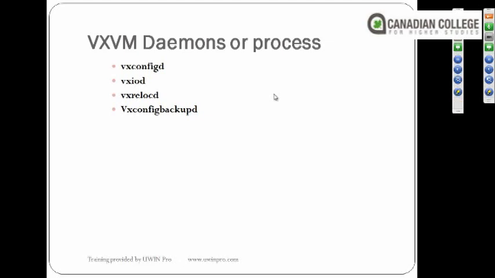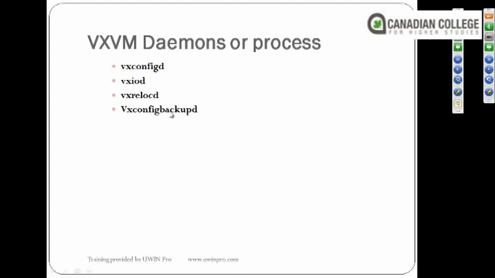Okay. So there are daemons: vxconfigd, vxiod, vxrelocd, vxconfigbackupd, right? All these daemons are important. We'll talk about these daemons little by little. But vxconfigd, for now, is very important. If your Veritas is not working, you have to check whether this daemon is running. That is the configuration daemon. The IO daemon, if it is not running, then your devices cannot be accessed. Input-output daemon.